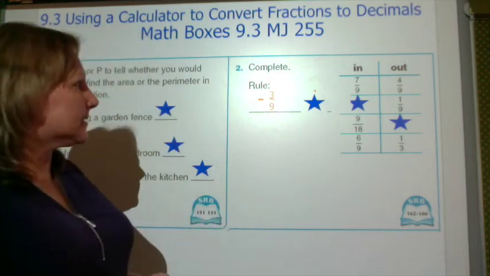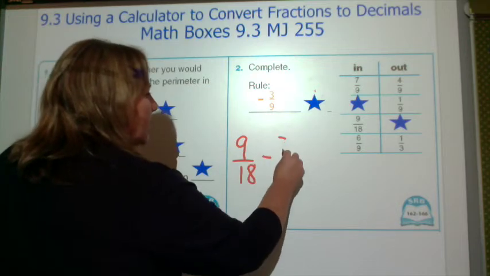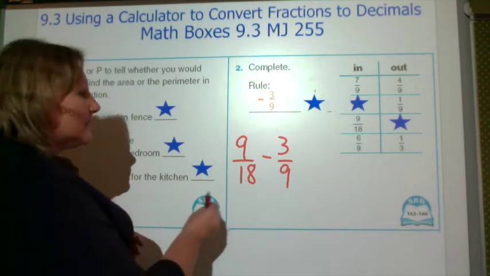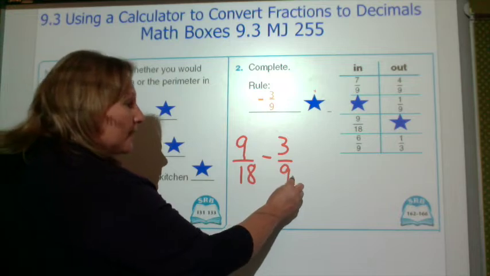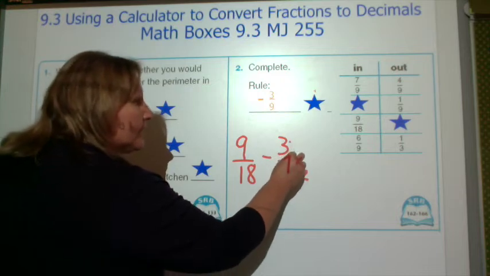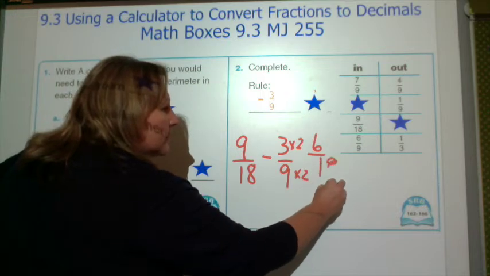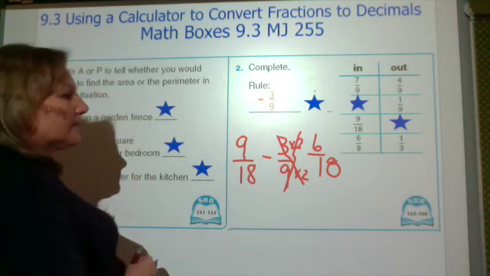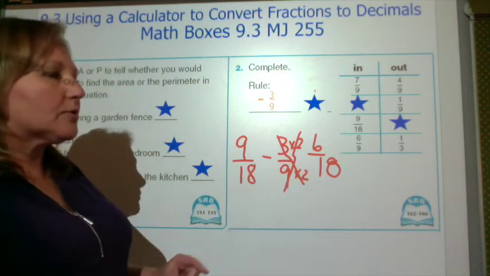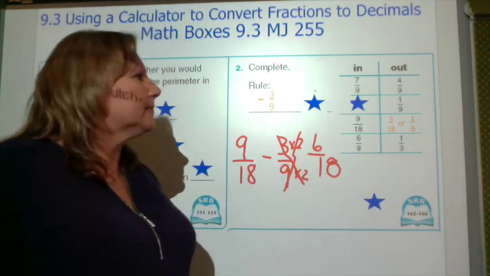Now we have 9/18. So I'm going to take 9/18 and subtract 3/9. But wait a second here. These denominators are not the same, so I need to get this to say 18. In order to do that, I'm going to do times 2. The 9 gets times 2, so that means the 3 gets times 2. So my new fraction, they are equivalent, is going to be 6/18. I can cross that out. So 9 take away 6, the denominators stay the same, so you have 3/18. And the last one is done for you. Awesome job.